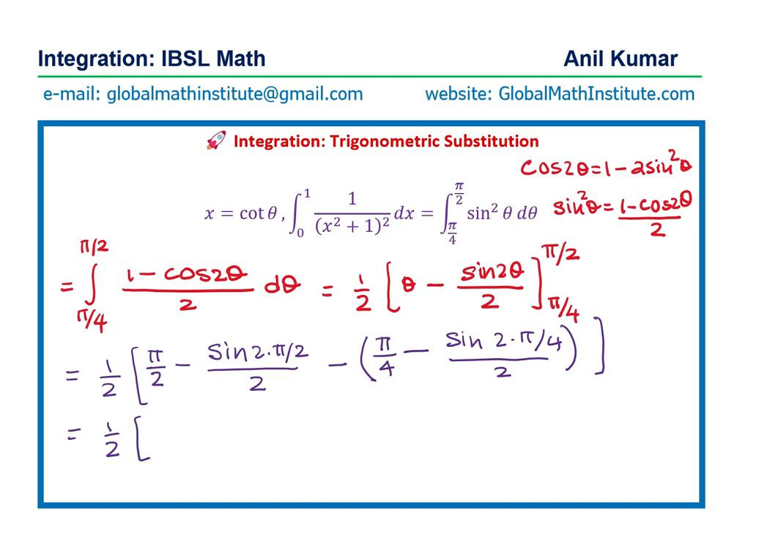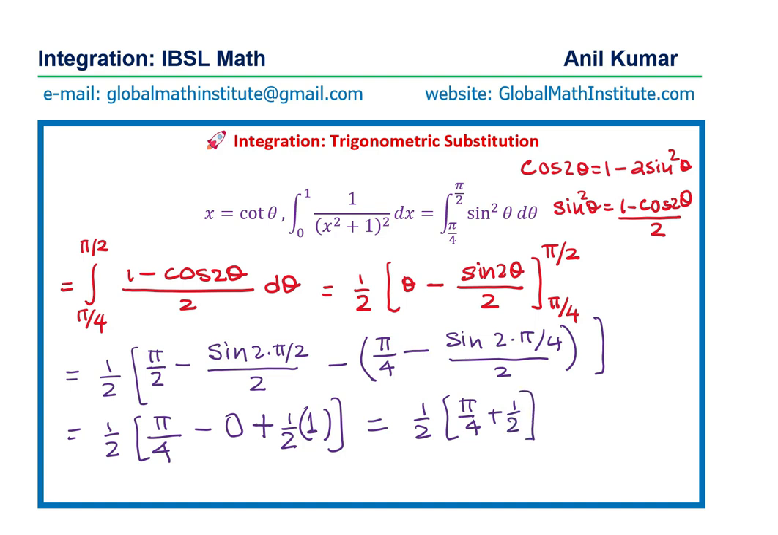Now pi by 2 minus pi by 4 is pi by 4. Correct. Now we have minus sine of 2 times pi by 2, that is sine pi, and sine pi, as you know, is 0. So this is 0, minus. We have already taken care of pi by 4, and minus becomes plus when you open the bracket. And here we get half sine pi by 2, and sine pi by 2 is 1. Okay, great. That gives you half of pi by 4 plus half. Correct. So you can now multiply by half and you get the answer, pi by 8 plus 1 by 4. So that becomes the integral of the given function from 0 to 1.